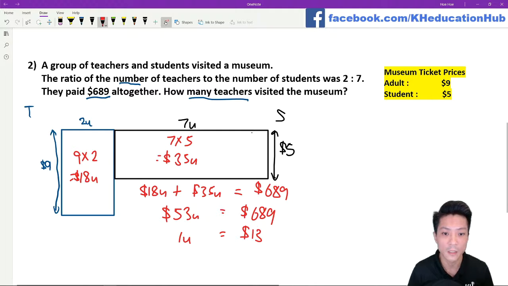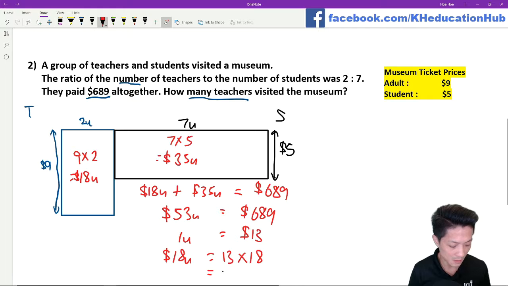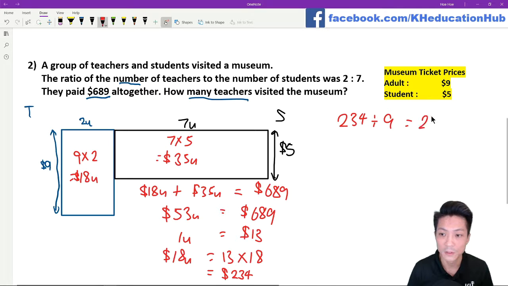1 unit will be equal to $13. If I want to find how many teachers visited the museum, I need to find what is $18 unit, which is 13 times 18, and that is going to give me $234. Since the cost of each adult ticket is $9, if you use 234 divided by 9, that is going to give me 26, which means that there are 26 teachers.